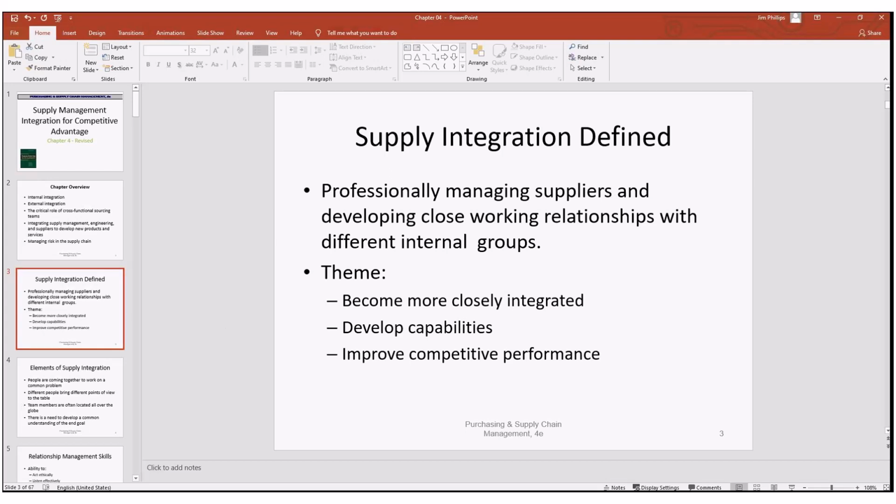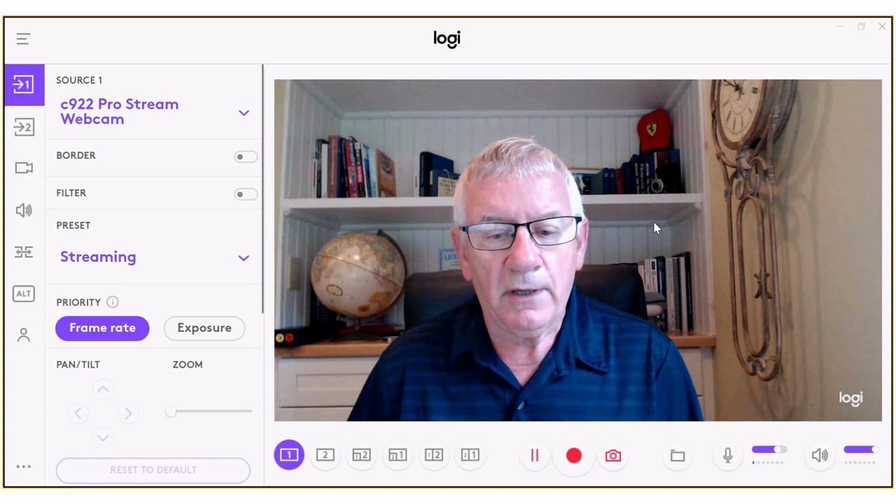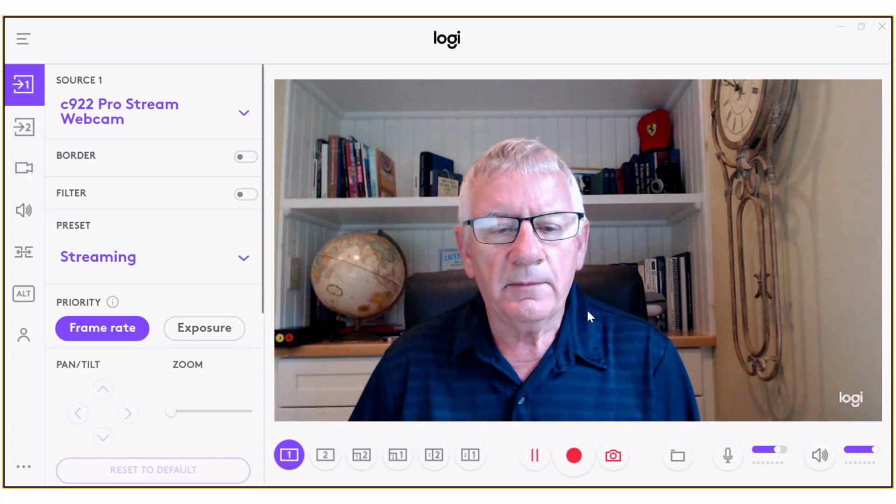Let me see if I can give you my image. My camera's not working very well. It's working for me, but not for you. Let me see if I can change my window. I've changed the window whereby you should be able to see my internal office now. You should be able to see me.